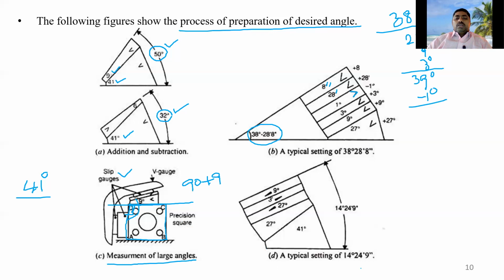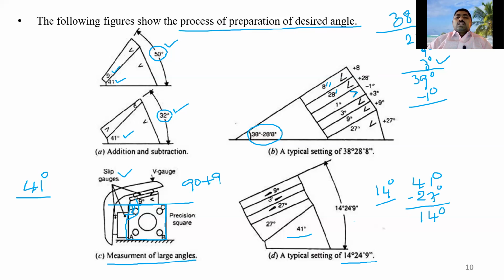Similarly, I want to set an angle of 14 degrees 24 minutes and 9 seconds. So there is no 14 degree slip gauge. We have the 9 degree slip gauge and the 3 degree slip gauge, and there is no 2 degree slip gauge to add to make 14. So for that, I have to use the minimum number of angle gauges. I have to select one 41 degree angle gauge and one 27 degree angle gauge, and then I subtract. I will get 14 degrees.